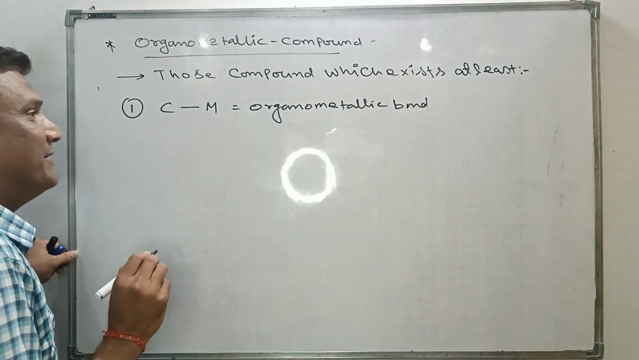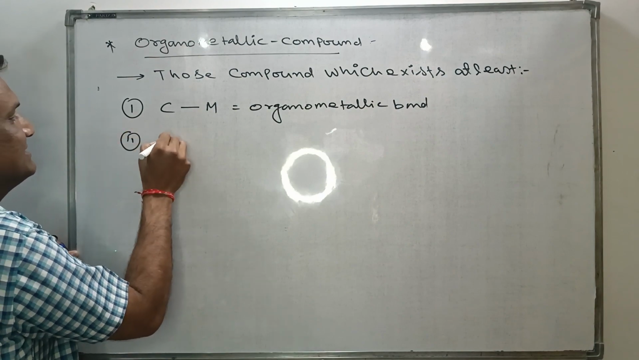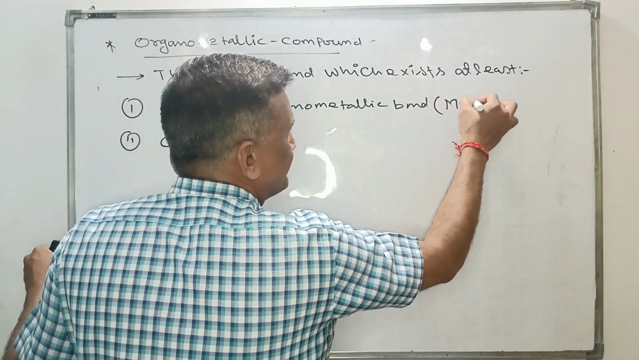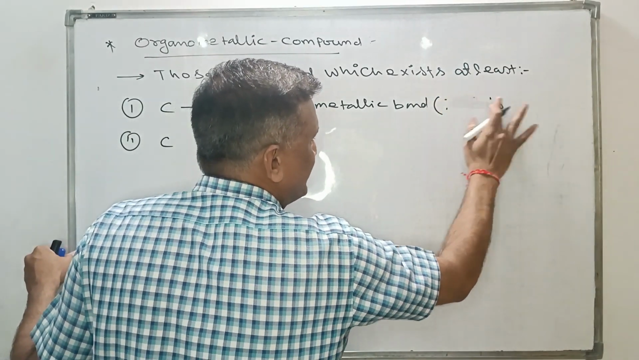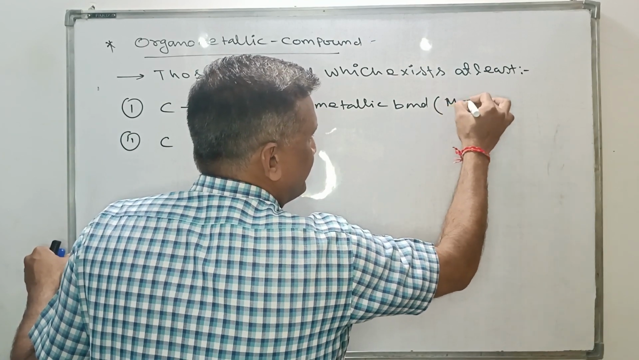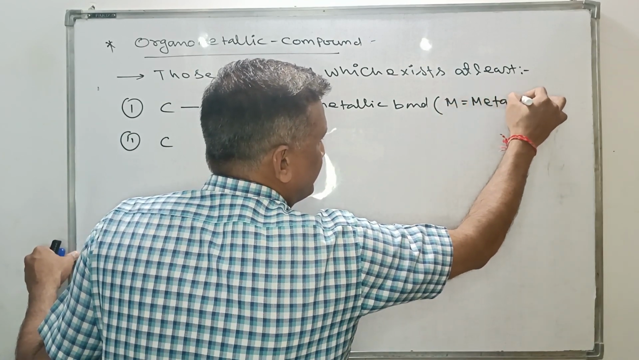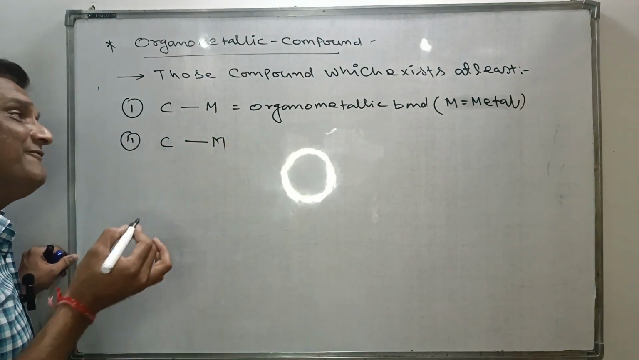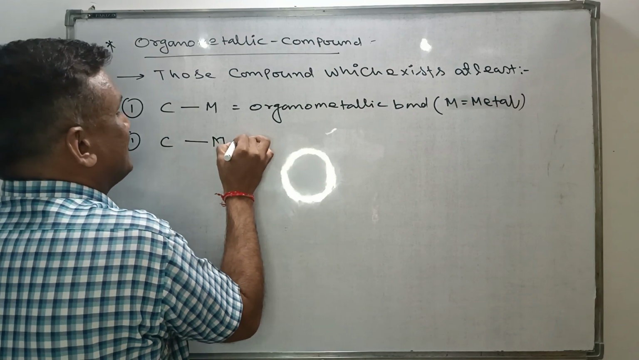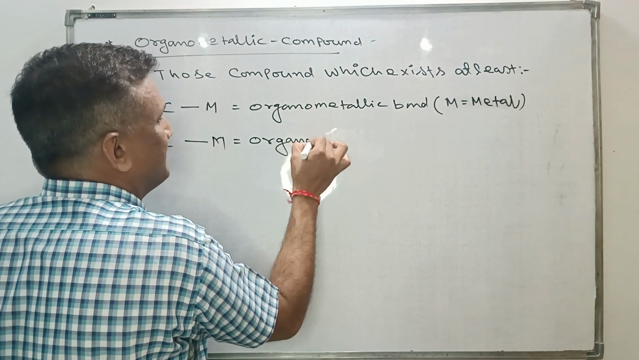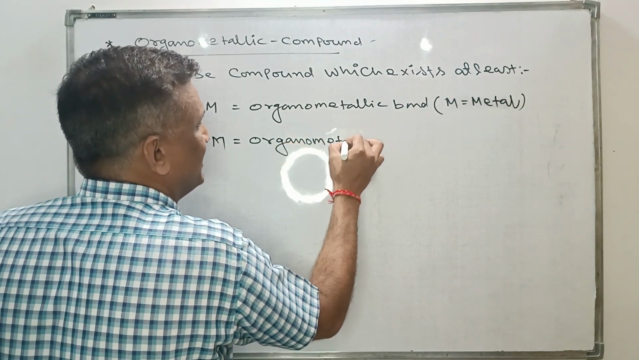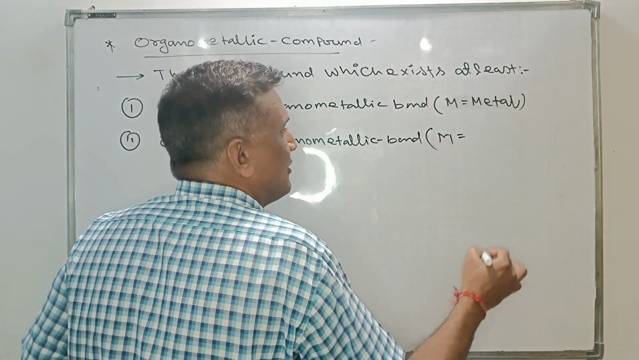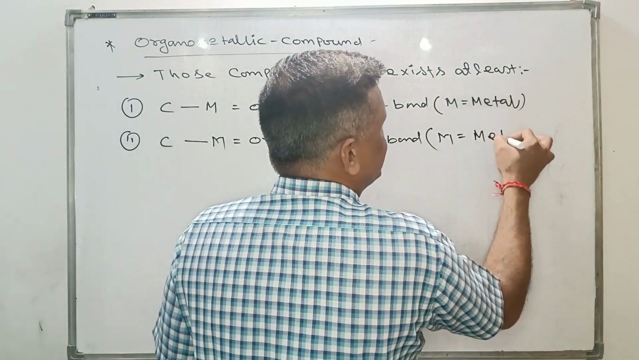As an organometallic compound, we can take just C-M, where M is equal to metal. If we'll go with the just another, then here will be M also. Why are we taking two times M? These are also called as organometallic bond. Here M is equal to non-metal, metalloids.